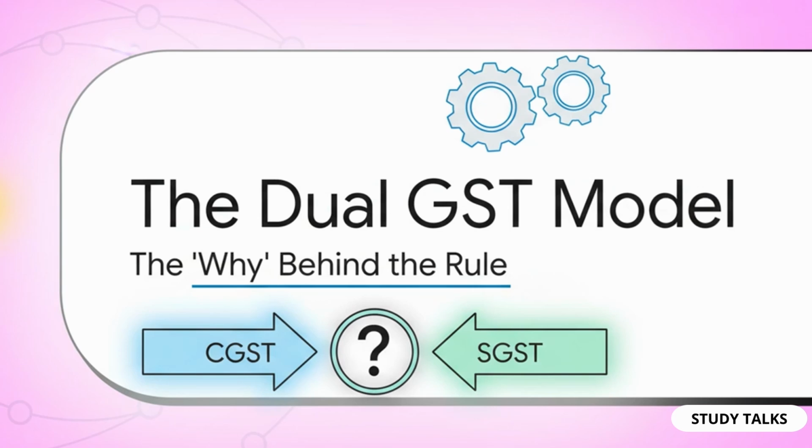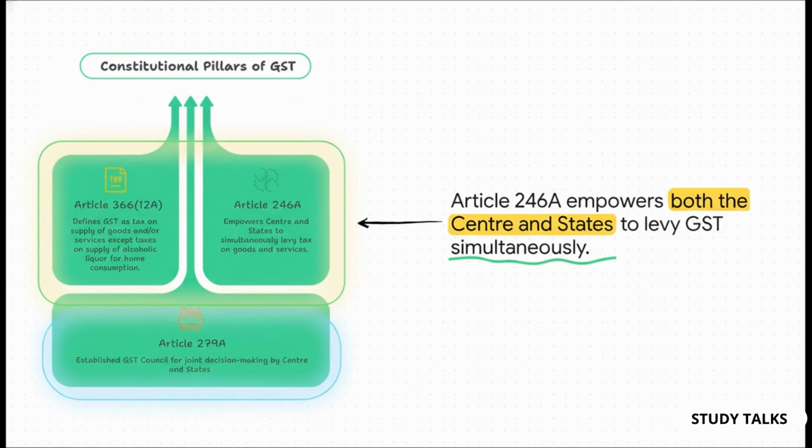We need to figure out, why do we even have both CGST and SGST in the first place? Well, it all goes back to the Indian Constitution itself, specifically Article 246A. Now, this is the really important part. This article gives power to both the central government and the state governments to charge GST at the exact same time on the very same transaction. It's a principle called fiscal federalism, and it's literally the foundation of how GST works in India.